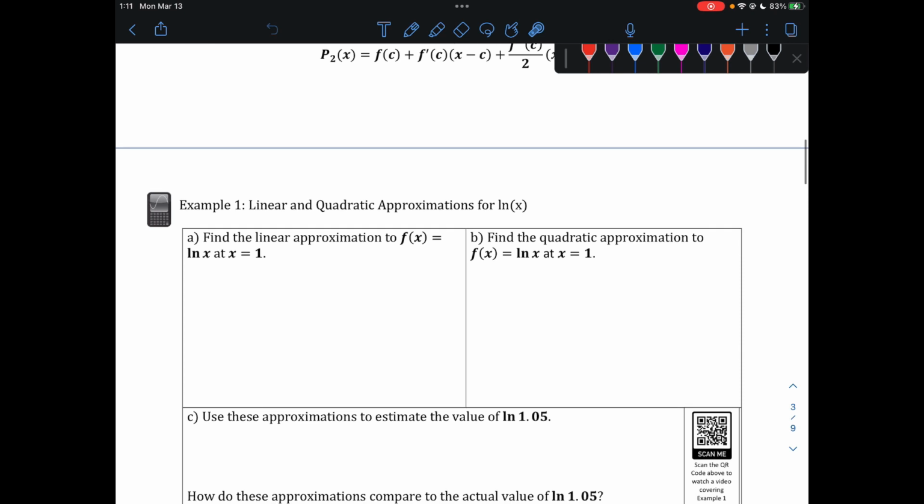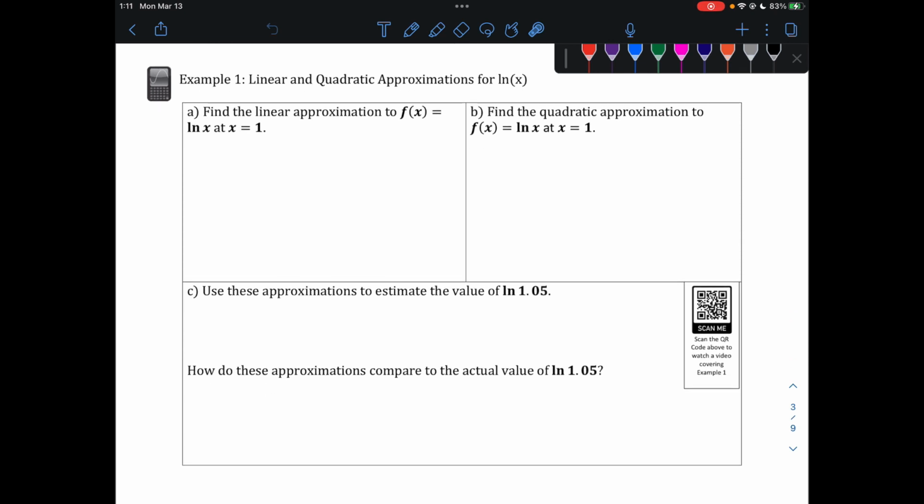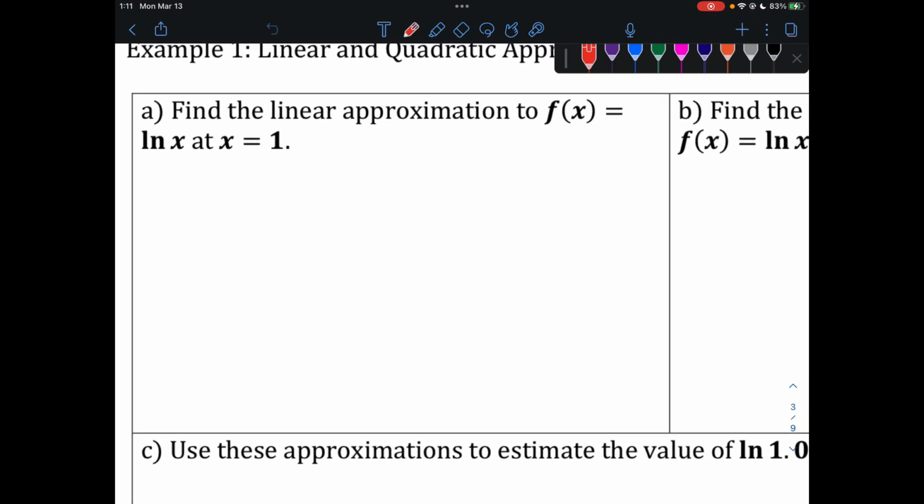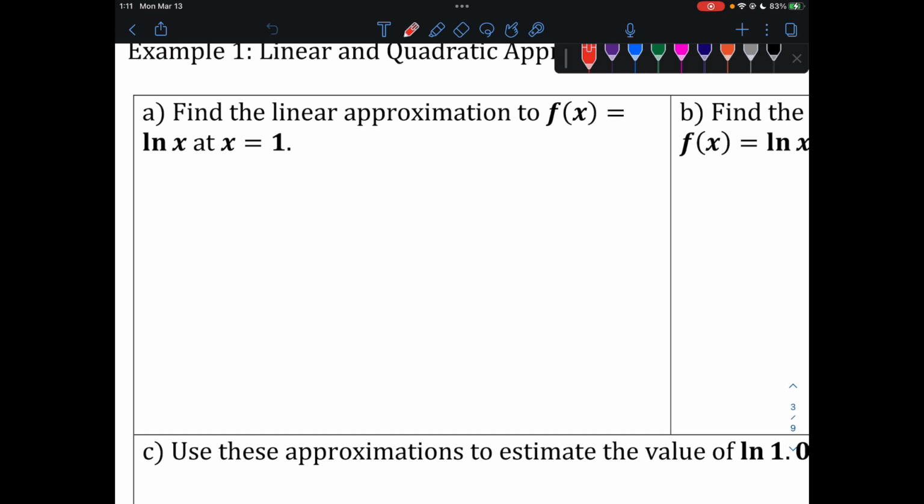All right, right now, let's just take a look at a linear versus a quadratic approximation for the natural log of x. If I wanted to find a linear approximation, this is back from unit 5, like I said here. How do we find a linear approximation? We want to write a tangent line out. So let's do the slope. f prime of x would be 1 over x. f prime of 1 would be 1 over 1, which is 1. And f of 1 is ln of 1, or 0.